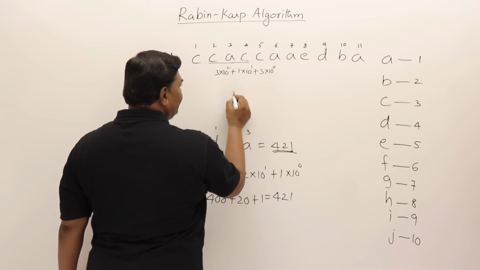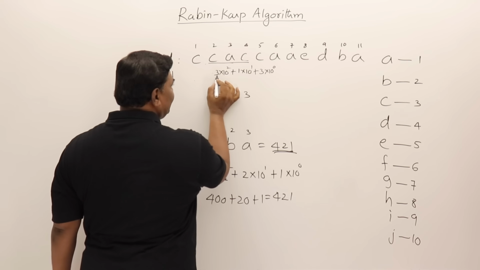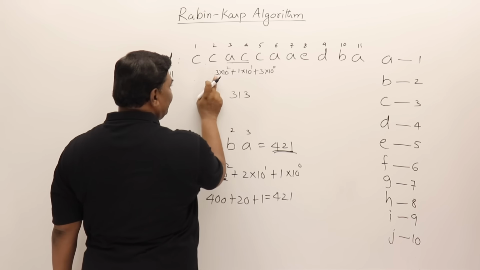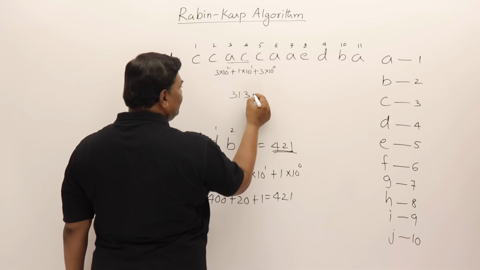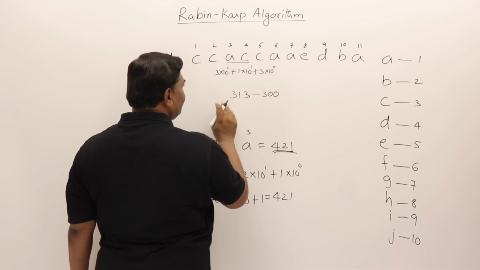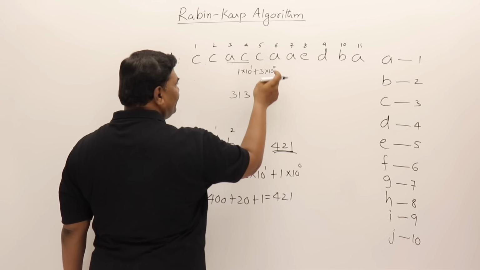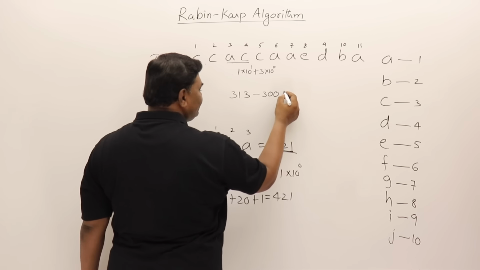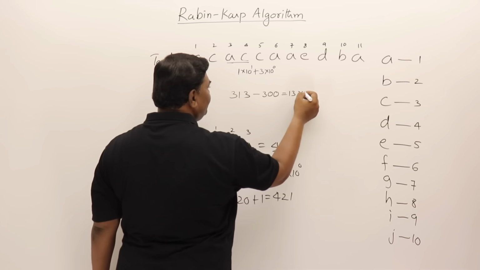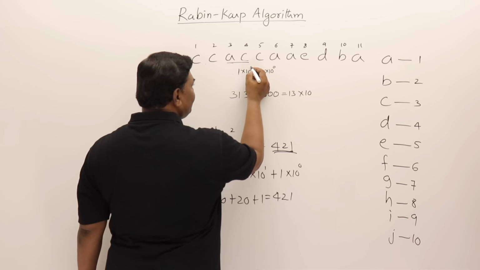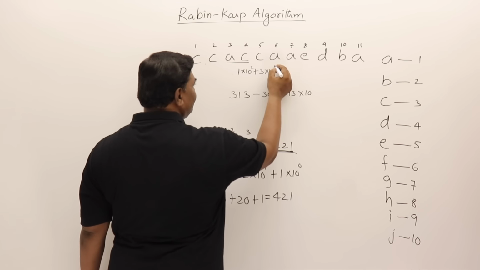This is 313. I have to subtract this one. I have to remove this. So subtract this 3 into 10 square, so 300 is subtracted. Okay, this is gone. Then these two terms I should multiply by 10. So the result is how much? 13. 13 should be multiplied by 10, so I get the result for this 10 square and this 10 power 1.